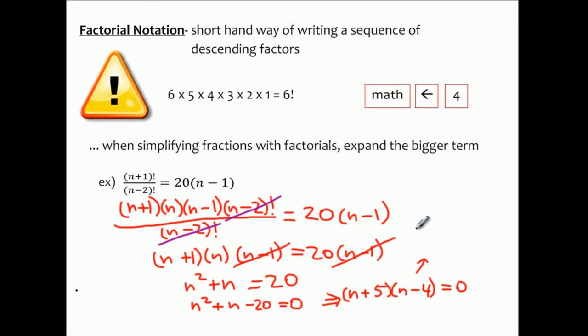Possible solutions for this factored equation are n equals negative 5 or n equals positive 4. If we were to substitute negative 5 back into this original equation, we can't do the factorial of negative numbers, so we have to exclude this solution. So our answer is 4 for this expression. n is 4.